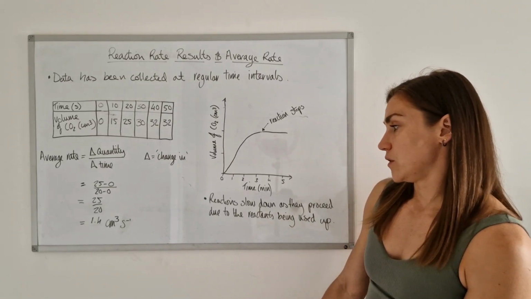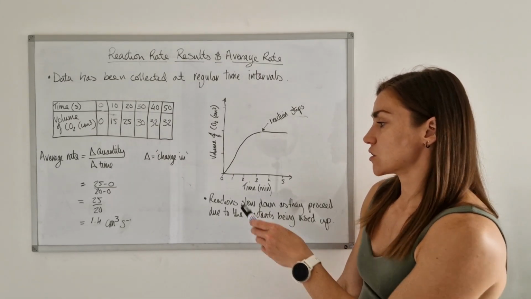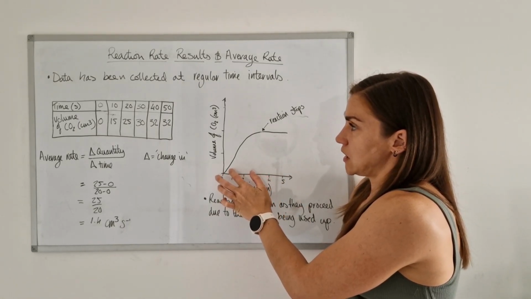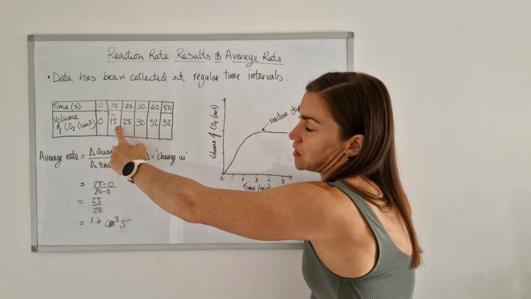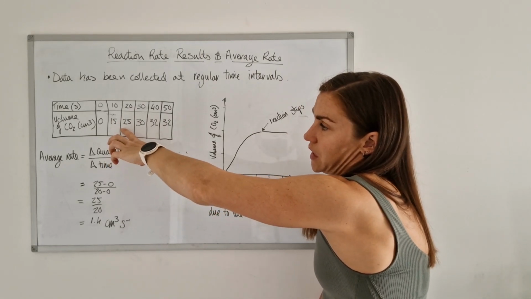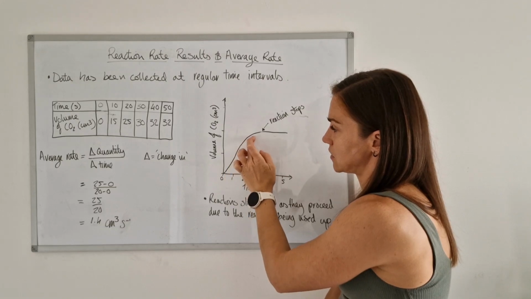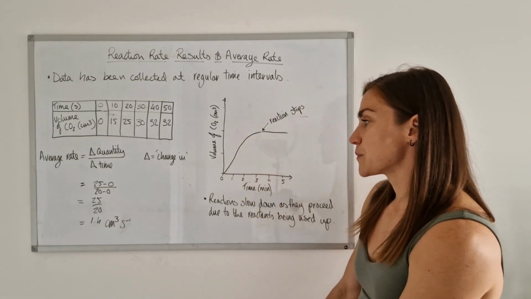The other thing they'll quite often ask you about is why reactions slow down as they proceed. So you may notice in any result that you get a really steep production of product in the beginning and then it starts to taper off. Same here, the line's quite steep here and then it starts to curve and flatten out.